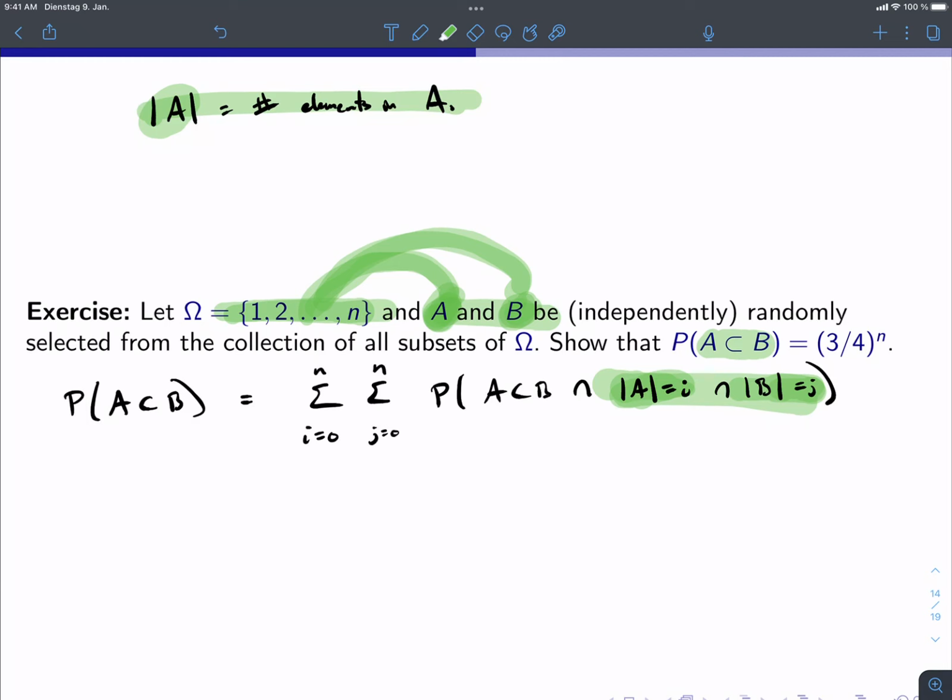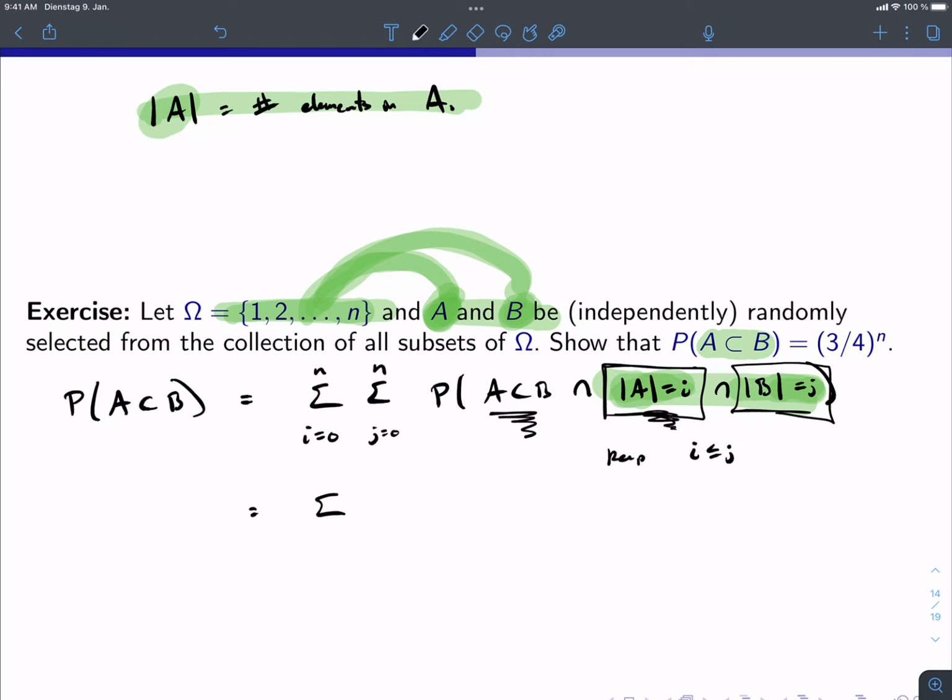Here I have A contained inside of B. Now, if the cardinality of A is larger than the cardinality of B, then A cannot be inside of B. A must contain some extra elements. So I really only need to consider when I is less than or equal to J.